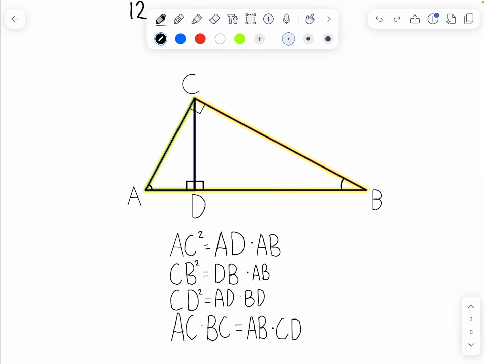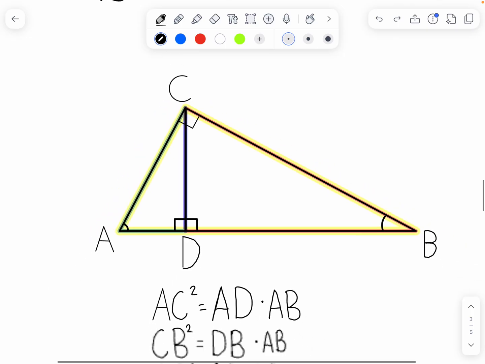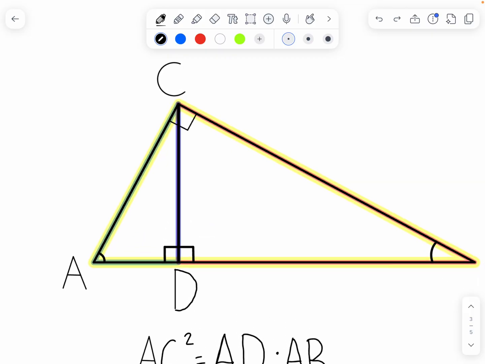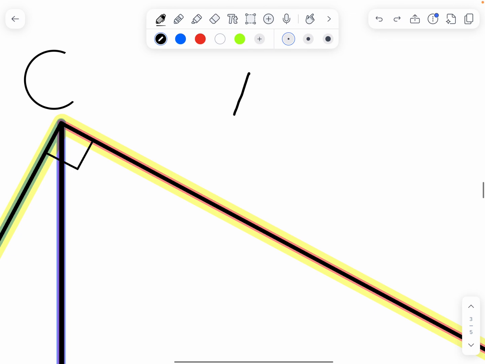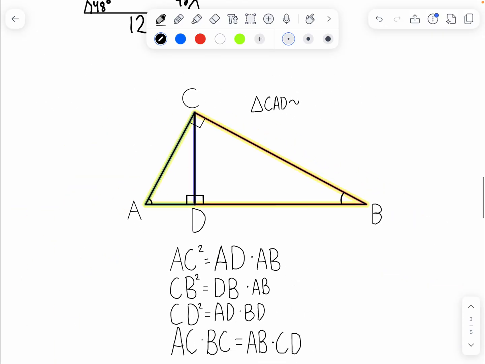These are three right triangles. The yellow one is the big triangle containing two smaller right triangles. It is important to note that all three of these right triangles are similar, so let's denote them. Right triangle CAD is similar to right triangle DCB.